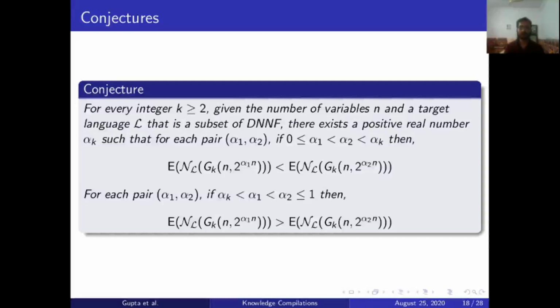The conjecture here that we draw is that for k greater than or equal to 2, given the number of variables n and a target language L that is a subset of Pn and F, there exists a possible real number alpha k such that for every pair alpha 1, alpha 2, if alpha 1 is less than alpha 2 is less than alpha k, then the expected number of nodes for alpha 2 is greater than alpha 1, and on the other hand, if alpha k is less than alpha 1 is less than alpha 2, then the expected number of nodes for alpha 1 is greater than alpha 2. Basically saying the same thing, that the size of the compilation and the runtime increase towards the phase transition.